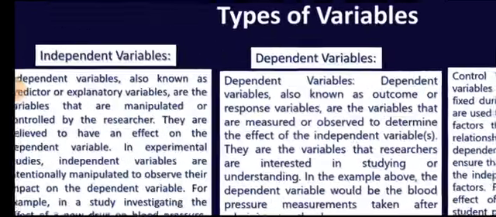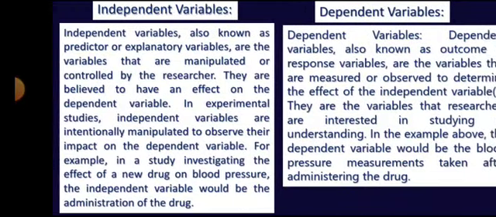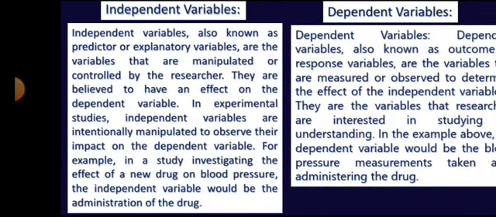Let's look at the types of variables. There are three types of variables. We have the independent variables, also known as the predictor or explanatory variables. These are variables that are manipulated or controlled by the researcher. They are believed to have an effect on the dependent variable.